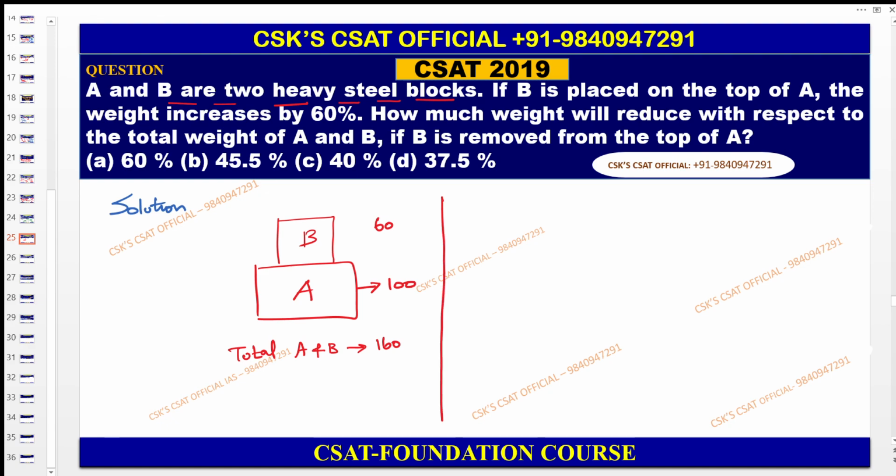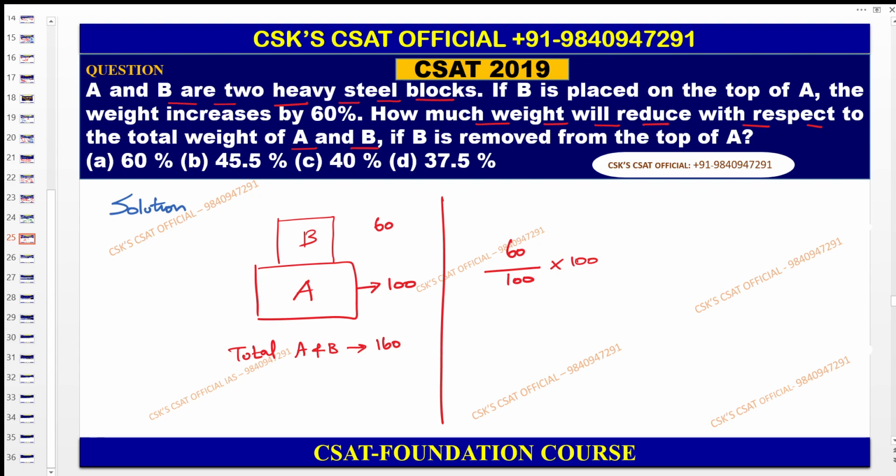Now read it very carefully. This is very important. How much weight will be reduced with respect to the total weight of A and B if B is removed? If you are removing B, how many kg are you removing? 60 kg. Everyone understood this one? If you are not able to understand, please ask quickly.